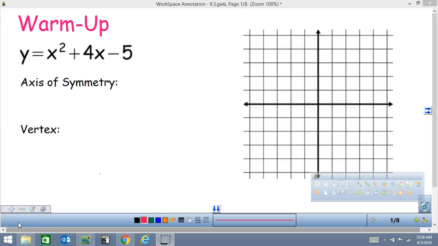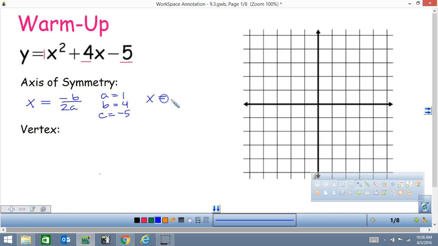All right, let's start with a warm-up problem. We're going to graph the quadratic y equals x squared plus 4x minus 5. First of all, we want to find the axis of symmetry. The axis of symmetry is the equation x equals negative b over 2a. In this case, a equals 1, b equals 4, c equals negative 5. We look at the a, the b, and the c.